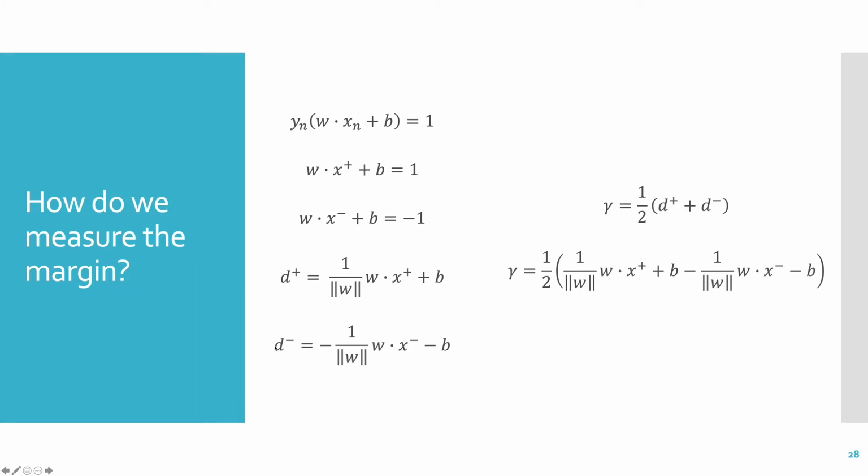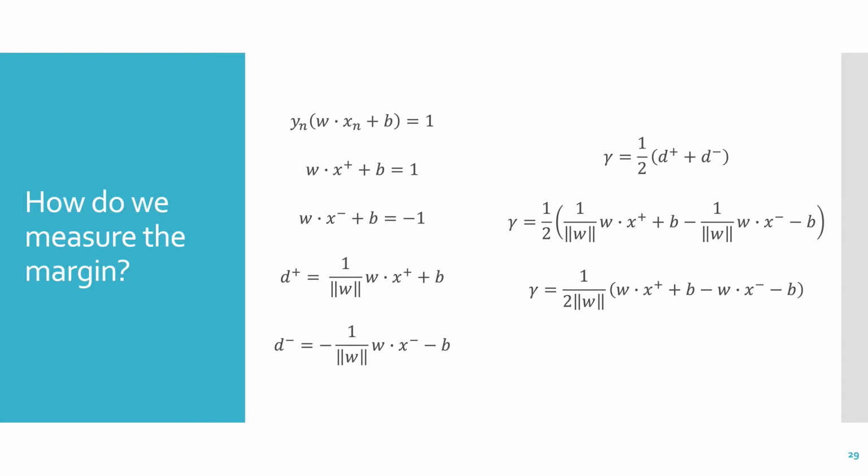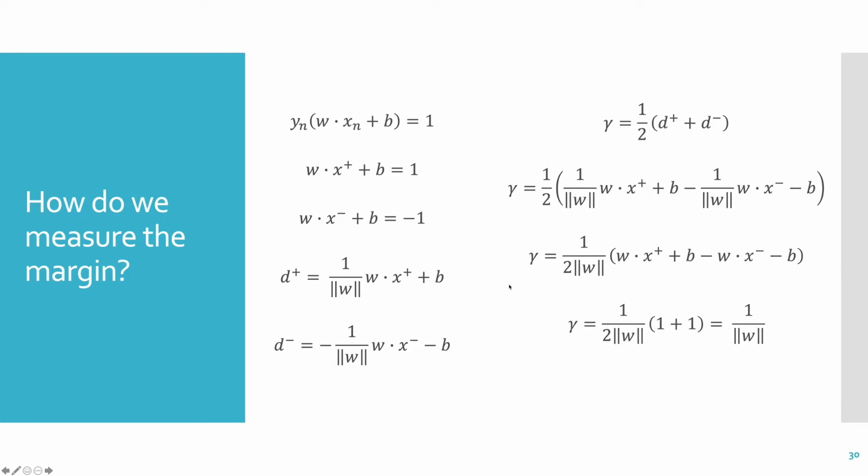Now we just plug in d plus and d minus, and we have this equation. Now we do a little bit of algebra. We take out 1 over the length of W from this whole expression here, and we have this. Now let's remember that we're working with our equality constraints. So we have W dot x plus b equals 1, and W dot x minus plus b equals negative 1. So now we have 1 minus negative 1, which is 1 plus 1. And simplifying this whole thing, we get 2 over 2 times the length of w. And so we have 1 over the length of w as our gamma.